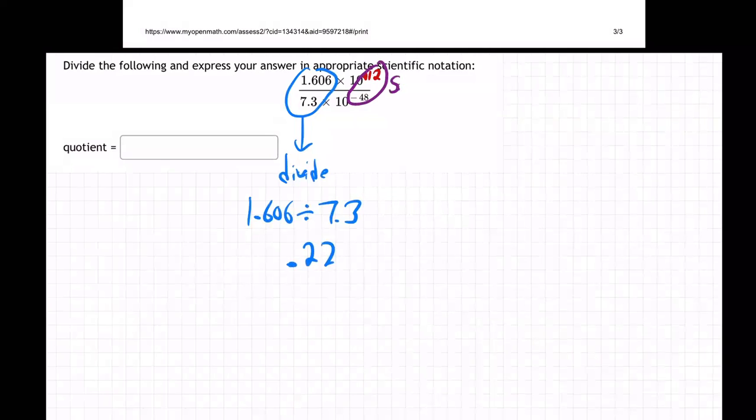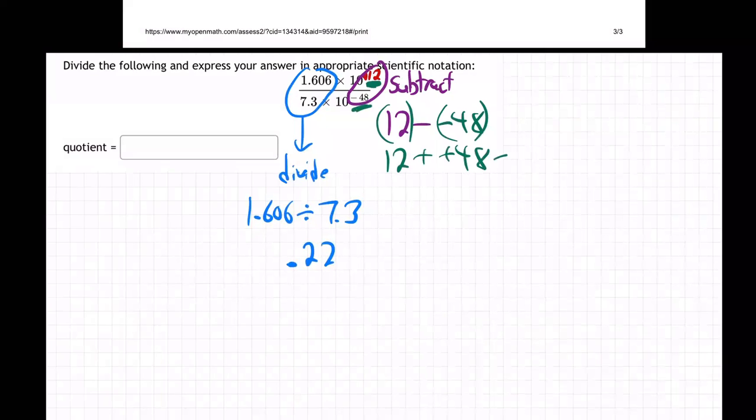Well, I think you know you subtract, right? But watch out, it can be confusing. 12 take away 12 take away negative 48. You see that? Take the number on the top, 12, take away the number on the bottom. So you end up with a double negative, don't you? 12 plus positive 48, which is actually 60. So it's times 10 to the 60th.